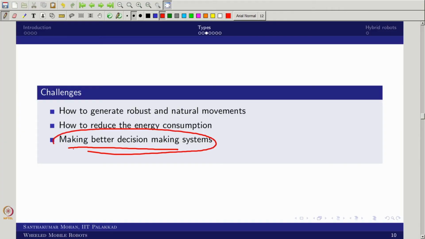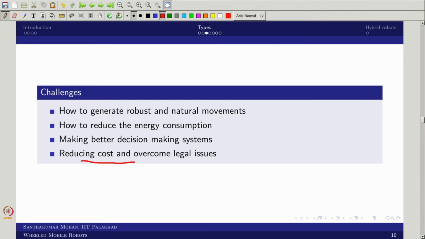Why? For example, if it is dancing and you stop it and ask it to run, it cannot do it. Why is it so? Because stability is one of the biggest issues. So that's why you have to make a better decision making system. So how do we overcome that? Then the final challenge is how to reduce the cost and overcome the legal issues.